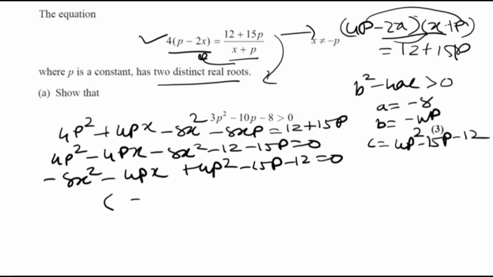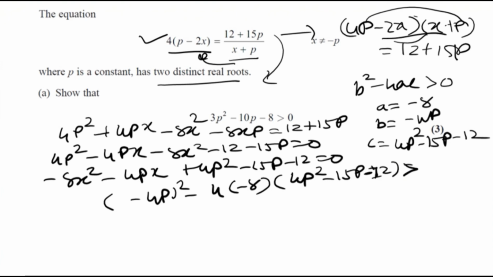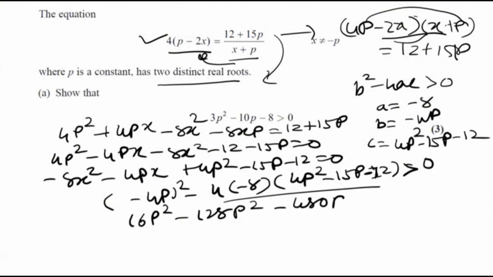So b squared means minus 4p squared, minus 4 times a which is minus 8, and my c is 4p squared minus 15p minus 12, greater than 0. Okay, expand this bracket, so 16p squared minus 128p squared, 8 times 4 is 32, 32 times 4 is 128, minus 480p minus 384 greater than 0.